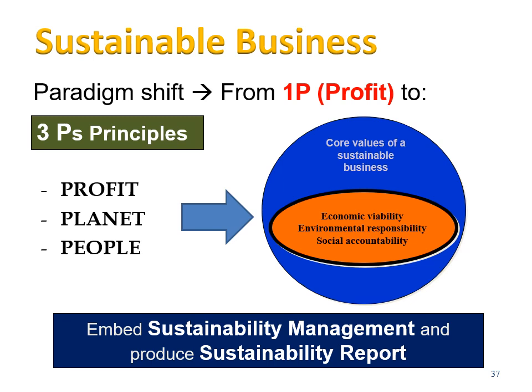So okay, talking about sustainable business, as I mentioned before, there is a paradigm shift from the 1P paradigm, or profit paradigm, to the 3P's principle, what we call profit, planet, and people. So business is not only concerned with profit, but we also have to be concerned with the planet, the environment, and the people, the community, the business community, the employees, and so on.